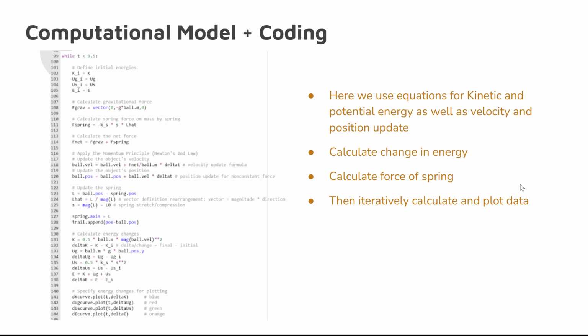Here's our code. Here we used equations for kinetic and potential energy, as well as velocity and position updates. We calculated the change in energy and the force of the spring, and then iteratively calculate and plot the data.